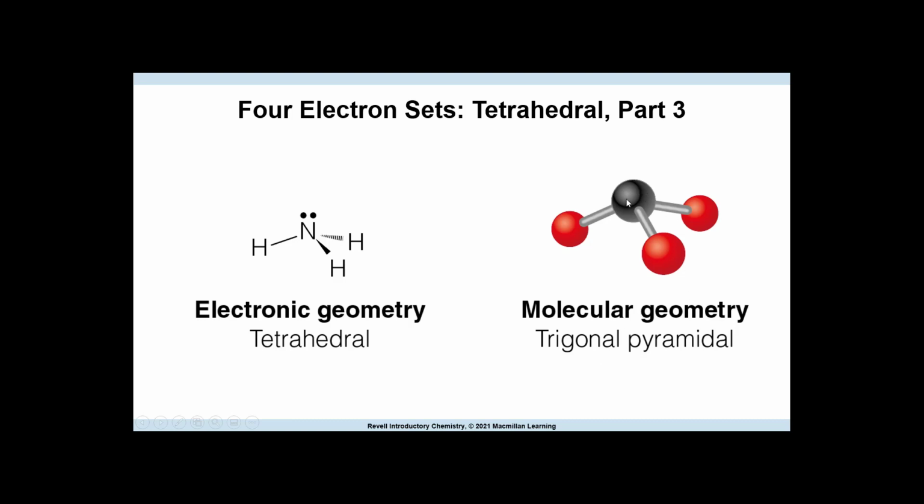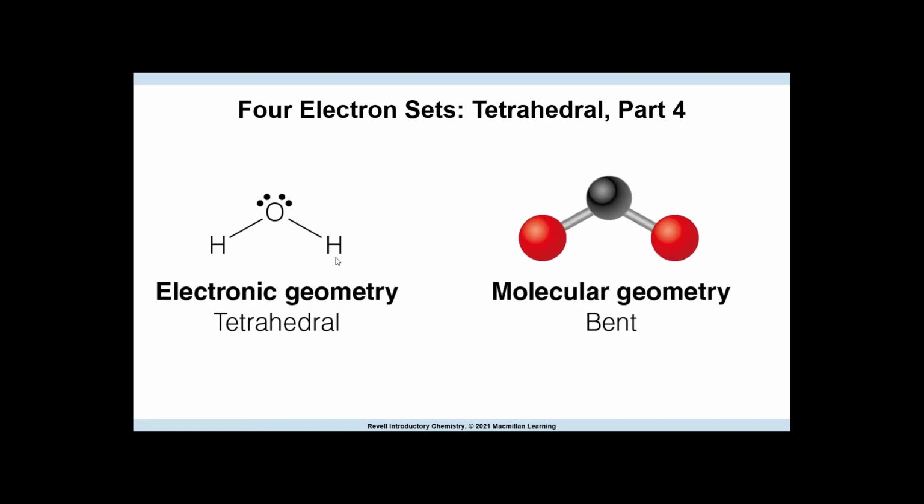So this is trigonal, like a pyramid. You can see it's kind of pointing and these are all evenly spaced out in a sense. So this is in the plane of the paper. This is coming directly at you, and that one's going directly in the back.